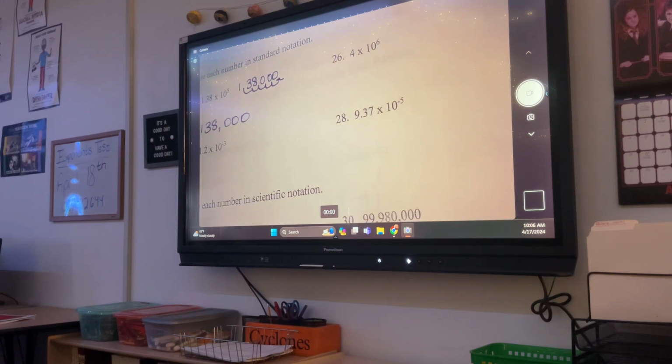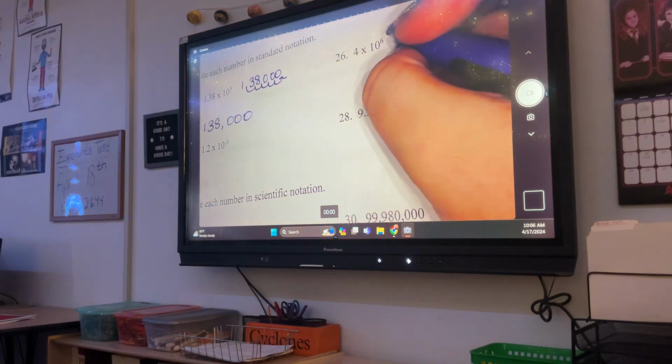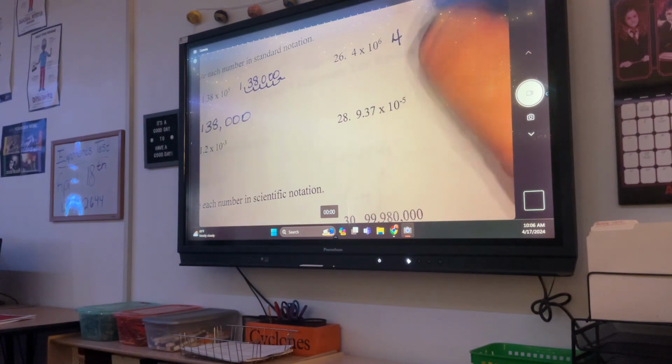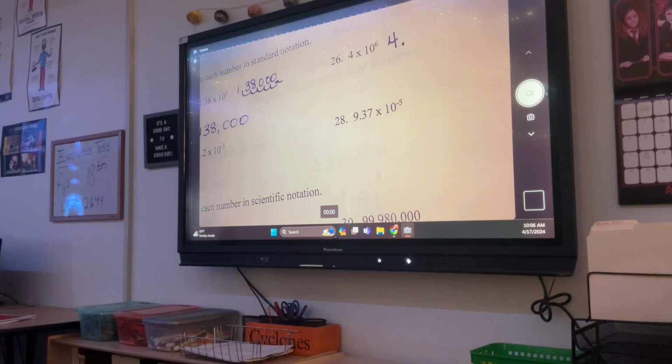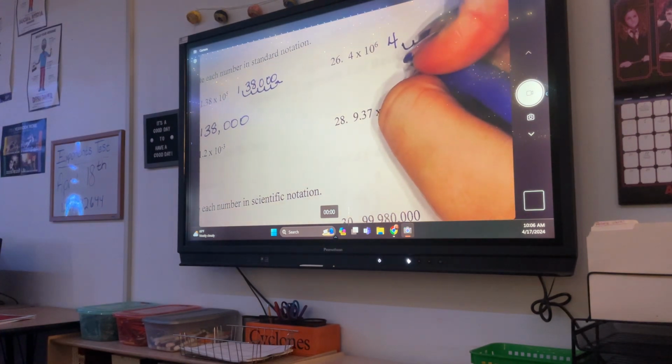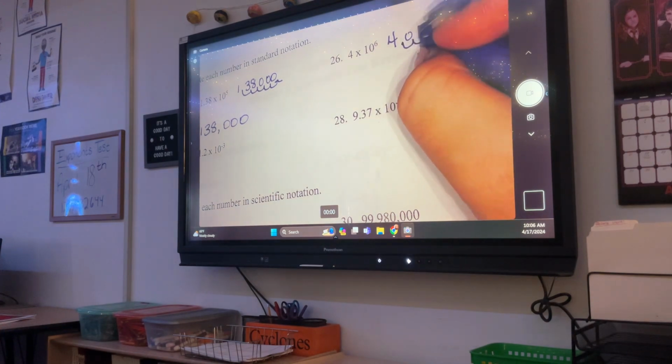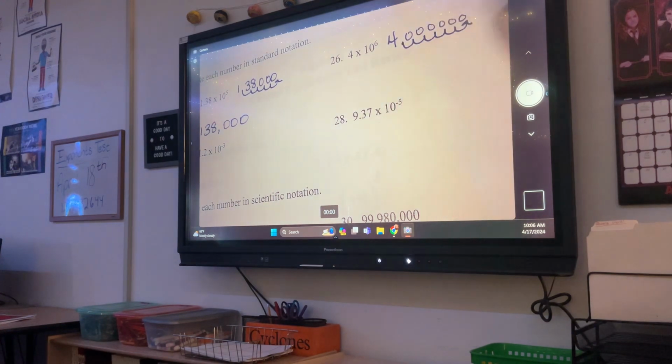All right. So on this one, where is the decimal? It's just behind the 4 chilling right there. Now I got to move it 6 times. So 1, 2, 3, 4, 5, 6. So it creates 6 zeros.